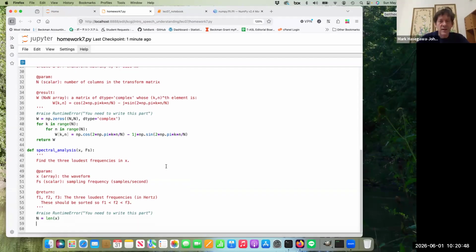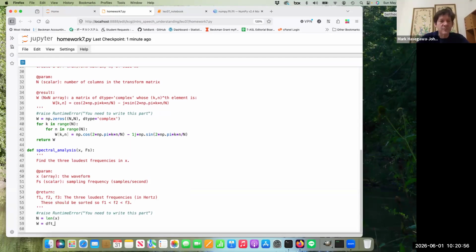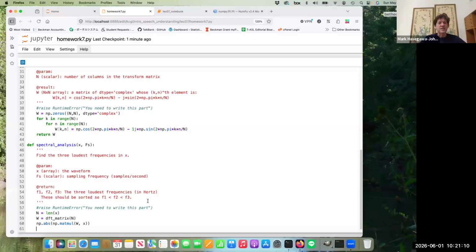And let's then create a W matrix. W is equal to DFT matrix with a size of n, sorry. And then let's find the absolute value of the matrix multiplication of W times the input signal X, and that'll give us our Fourier transform.